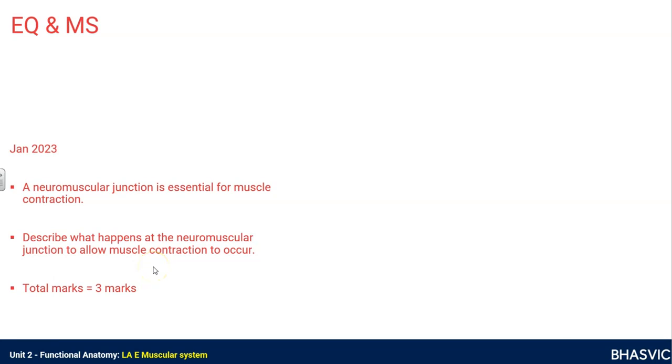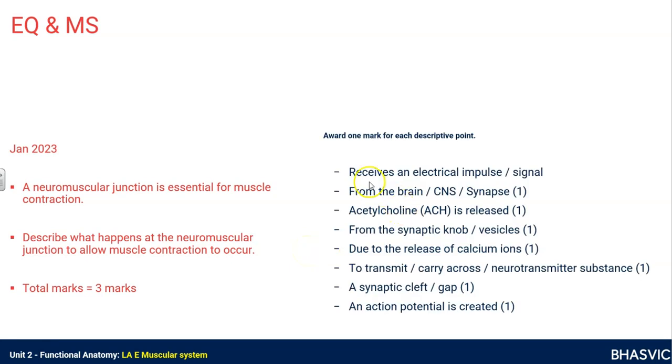Another question. A neuromuscular junction is essential for muscle contraction. Describe what happens at the neuromuscular junction to allow muscle contraction to occur. Again, 3 marks. So it's asking you to give 3 marks worth of that story, how the information gets across, how the impulse or action potential gets across the synapse. And you can see from the mark scheme there that you can get plenty of marks from that. You only need 3 correct answers, and there's lots that you could offer there.